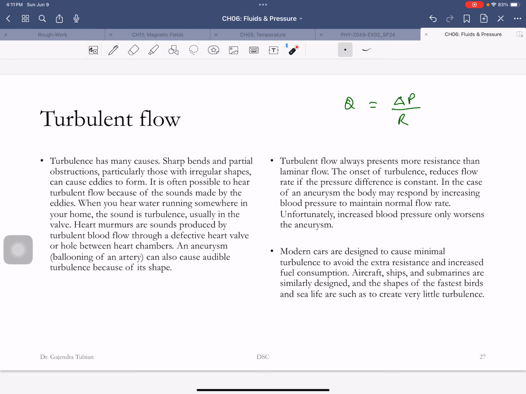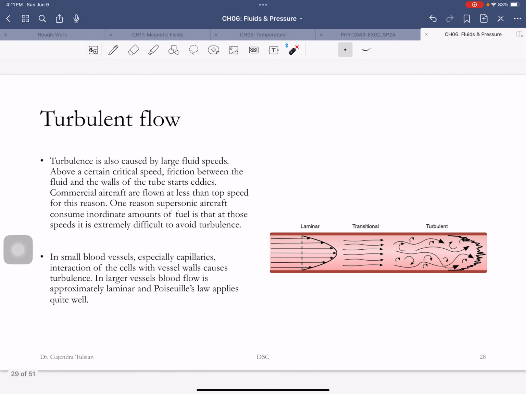Modern cars are designed to cause minimal turbulence to avoid extra resistance and increased fuel consumption. Aircraft, ships, and submarines are similarly designed, and the shape of the fastest birds and sea life is such as to create very little turbulence. Right? So that's what we mean by an aerodynamic shape. We want to minimize turbulence. So again, here's laminar flow, here's the transitional stage, and here's turbulent flow.